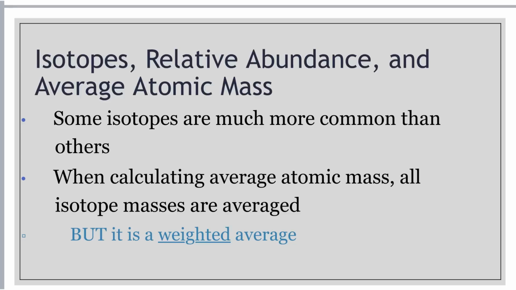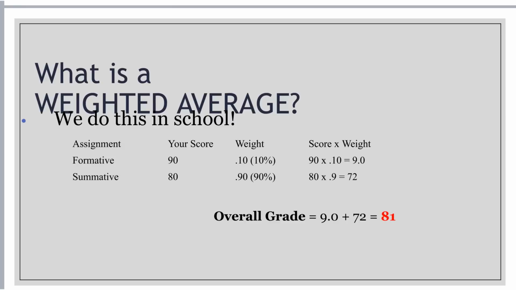So you can't just take carbon-12 plus carbon-14 divided by 2 and get the average mass, because they have different relative abundances, so they're not as common as each other. So you have to have a weighted average, and this is very similar to how you would calculate your overall grades. So here's your weighted average in school. And so let's say your formative scores are 90, and formatives count for 10%. So you're going to take that 90 times 0.10. It's like, how much does it count for? That's what we call the weighted average.